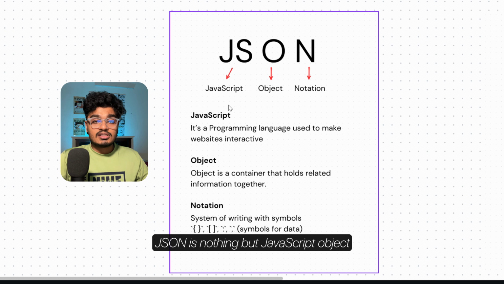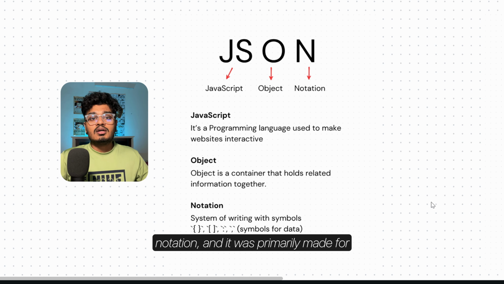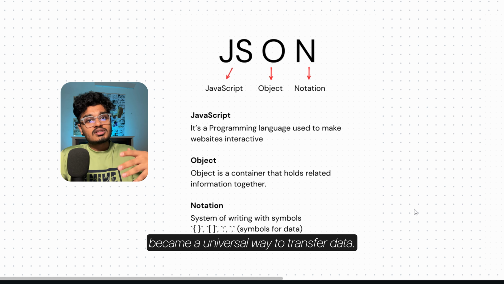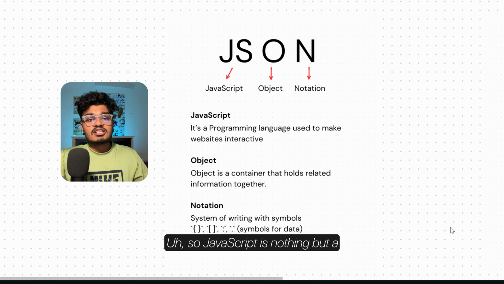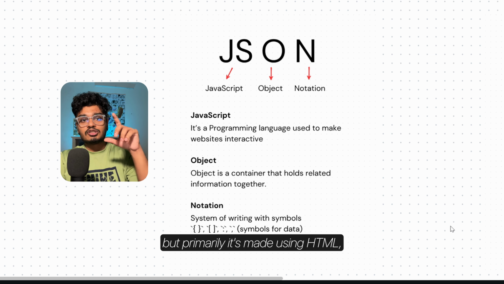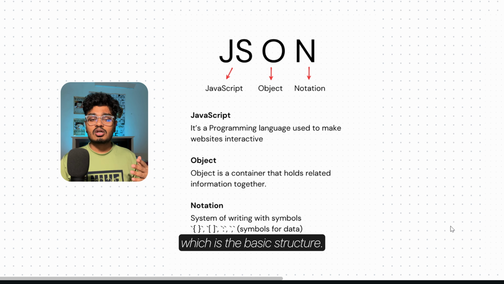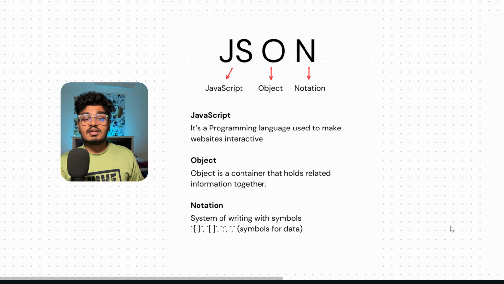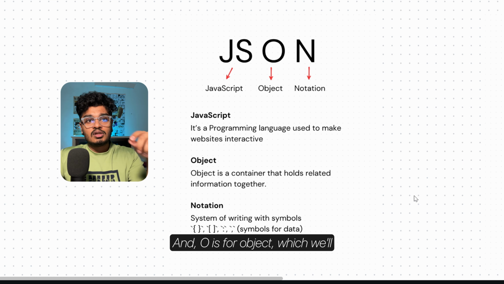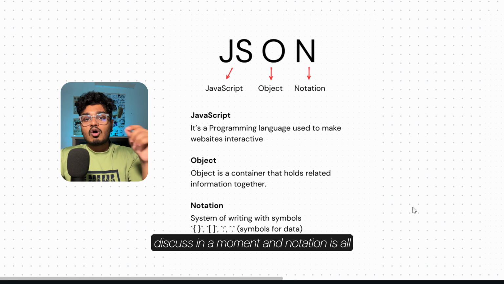JSON is nothing but JavaScript object notation, and it was primarily made for using in JavaScript language, but then it became a universal way to transfer data. So JavaScript is nothing but a programming language. So websites can be made in many languages, but primarily it's made using HTML, which is the basic structure, and there is CSS to design it. But for functionality, we use JavaScript. O is for object, which we'll discuss in a moment, and notation is all the symbols which we use.